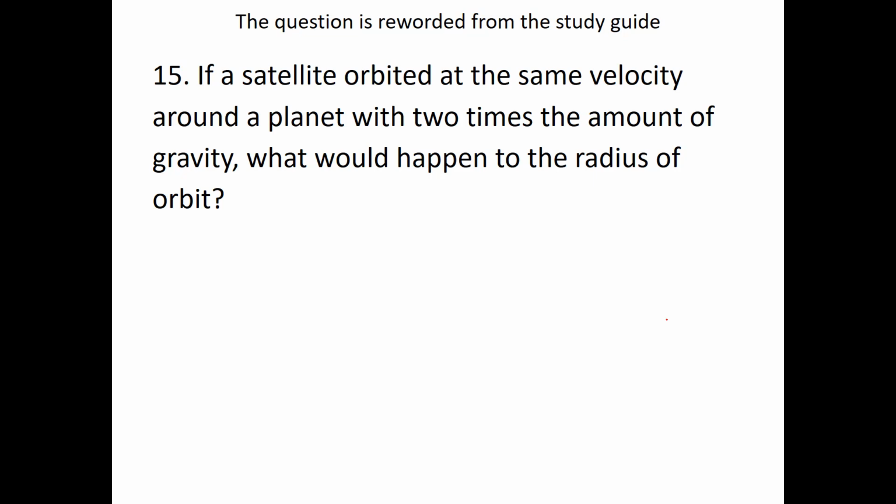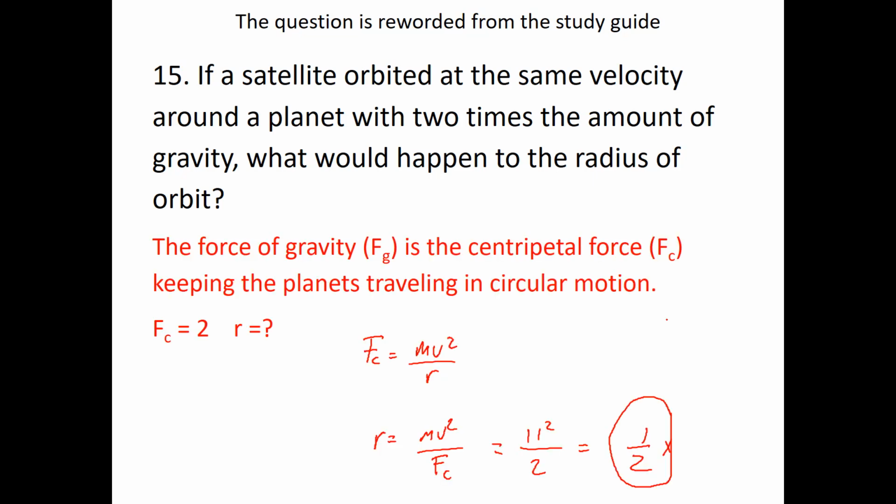A satellite orbits at the same velocity with 2 times the amount of gravity. What would happen to the radius of the orbit? Well, same velocity, 2 times the amount of gravity. In this case, if you find the equation that's most related, it's going to be the centripetal force, and you have to rearrange it for what you are analyzing. In this case, you're analyzing the radius of the orbit. So to rearrange this, the radius is on the bottom.